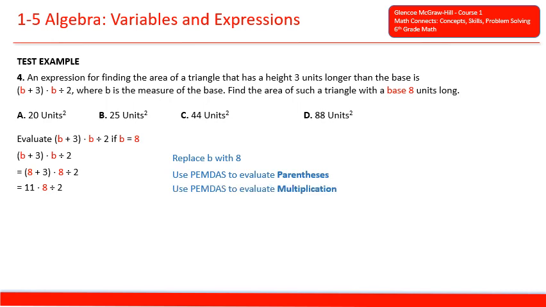And we're going to use PEMDAS again, and we're going to do the multiplication next. So that's 88 divided by 2. And then there's only one operation left, so we'll do that next. 88 divided by 2 is 44. So the answer is C, 44 units.